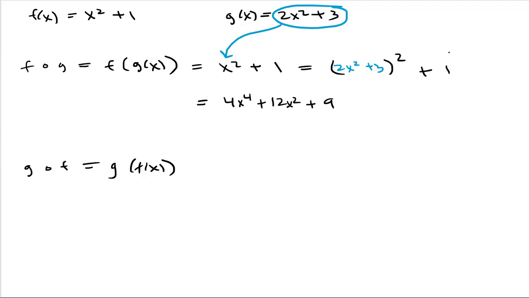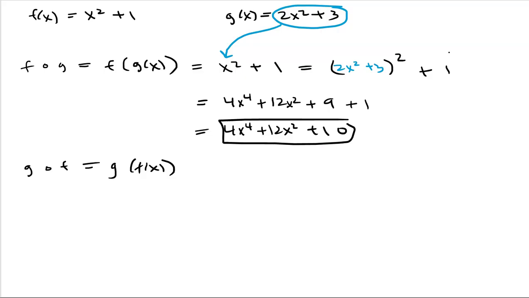Okay. And then I have that plus 1 here still. So that gives us 4x to the fourth plus 12x squared plus 10 as our final answer for this one. Again, if you don't feel comfortable doing that, just FOIL it out, the 2x squared plus 3.